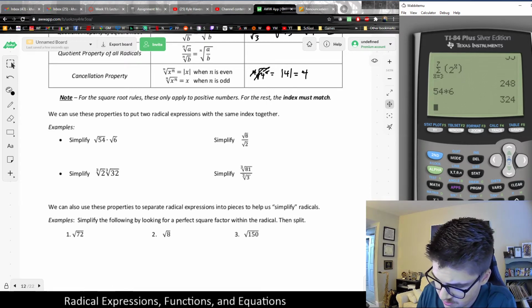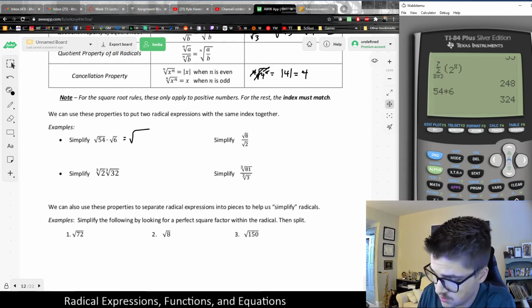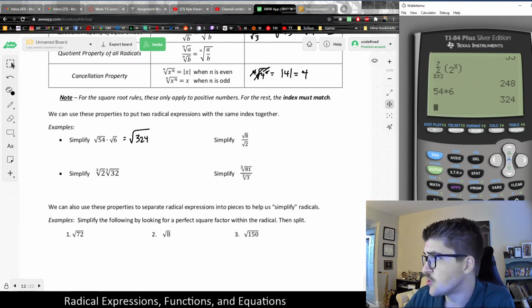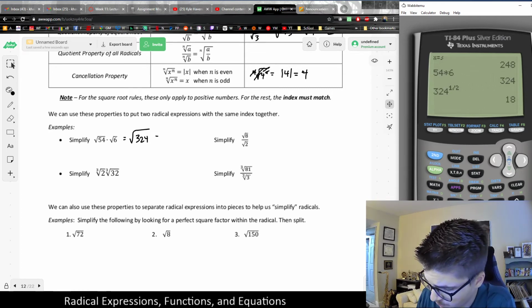So in this case, we could evaluate this by taking the product of those two things, which is root 324. And then you may or may not remember what the square root of 324 is, but we could always just evaluate with our calculator. And as we talked about in the last video, square root is equivalent to the 1/2 power, so I could figure it out that way, which would leave me with 18.